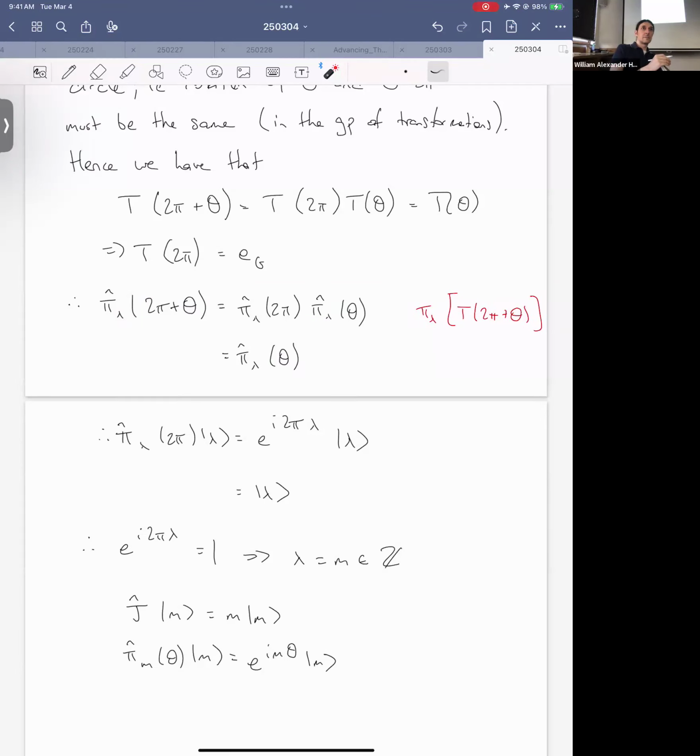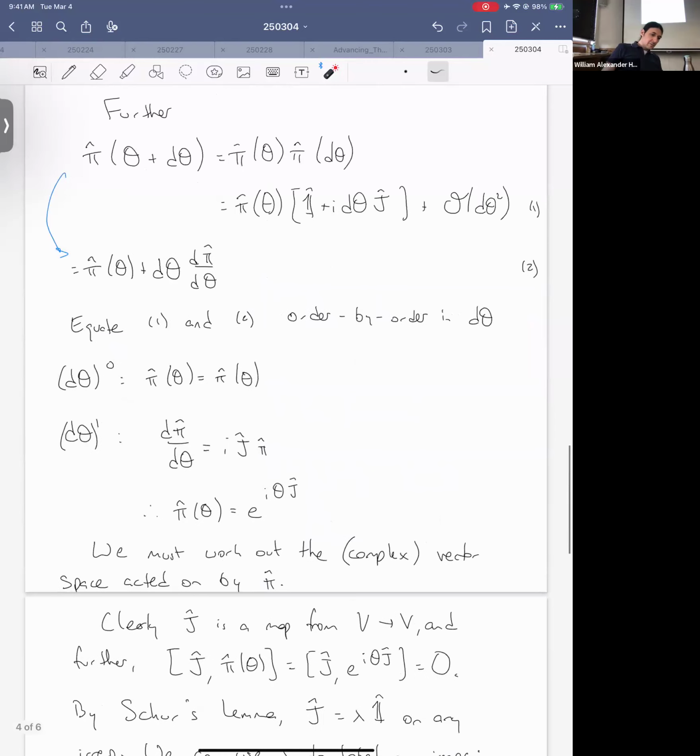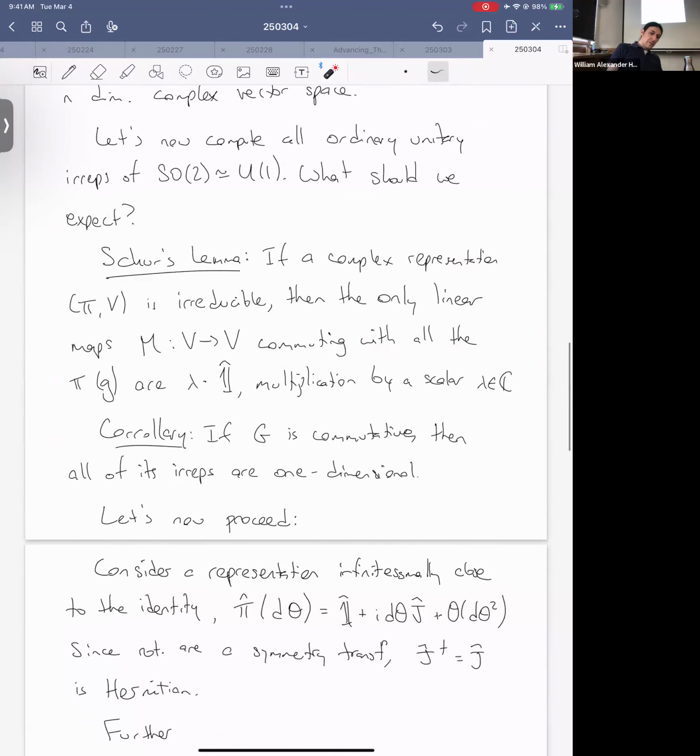John said up until we used Schur's lemma was general. Is Schur's lemma not general? So Schur's lemma is general in the sense that the only linear maps commuting with all the pi's are the identity. But we're going to, for example, think about rotations in 3 dimensions. And then the generators, none of them commute with each other. It's only the J squared that commutes with everything. So the J squared will be a scalar multiple of the identity, but the J's will not be. The Jx, the Jy, the Jz will not be. That's why you just need to use J.